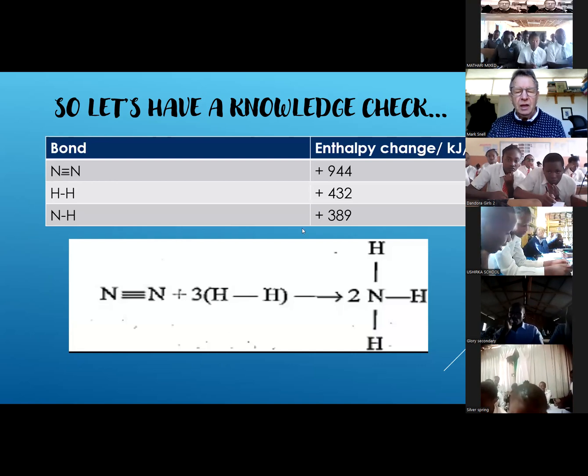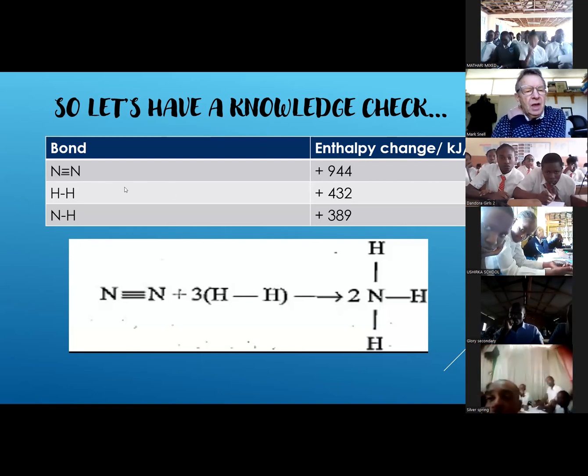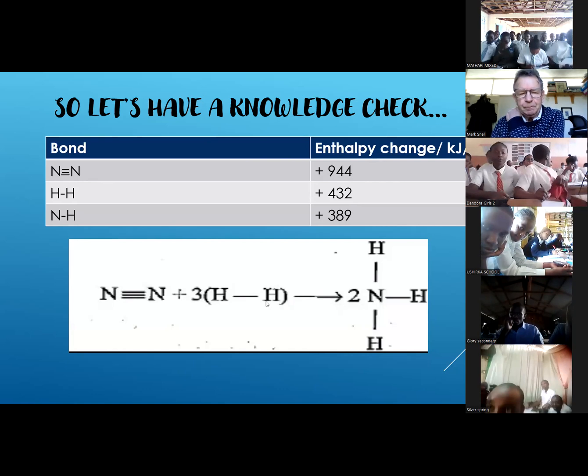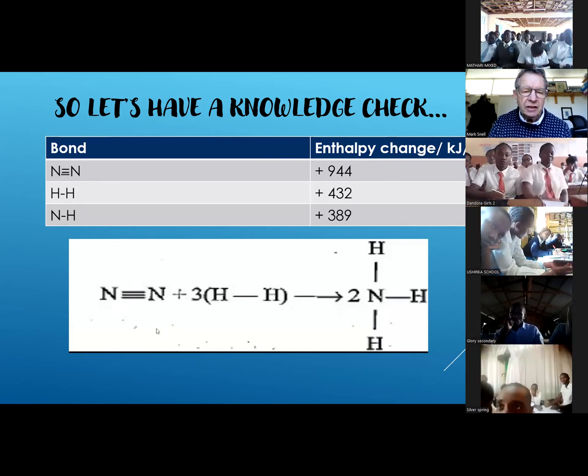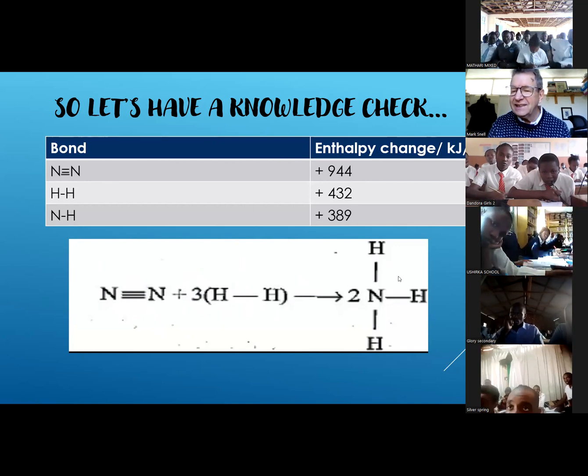So here are the values up at the top. Nitrogen triple bond nitrogen is 944. Hydrogen single bond hydrogen, 432. Nitrogen single bond hydrogen, 389. This is what you need at the bottom in this white rectangle. We have 1 nitrogen triple bond nitrogen to break. We have 3 hydrogen-hydrogen bonds to break. And then we have 2 times 3, so 6, of the N-H bonds to make.